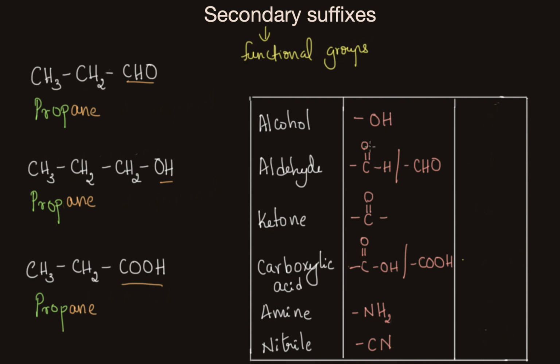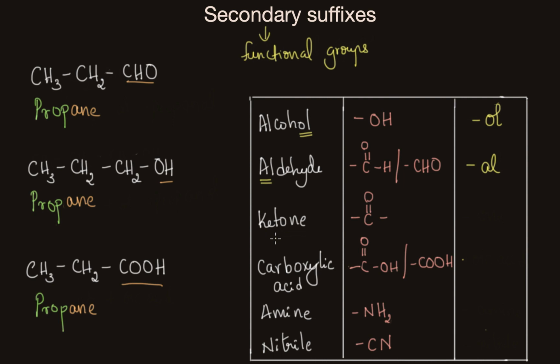Alright, let's give their suffixes. For alcohol, whose functional group is OH, the suffix used is ol, O-L. We pronounce it as ol. You can remember it by taking the last 2 letters of alcohol. For aldehyde, whose functional group is CHO, or we can write it as C double bond OH, the suffix used is al. You can remember it by taking the first 2 letters of aldehyde, and it is pronounced al, not all.